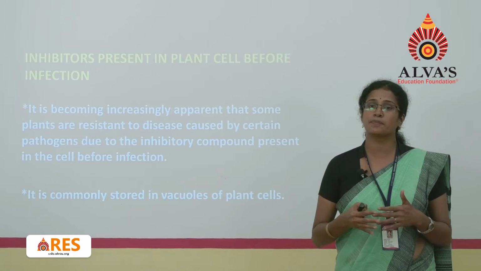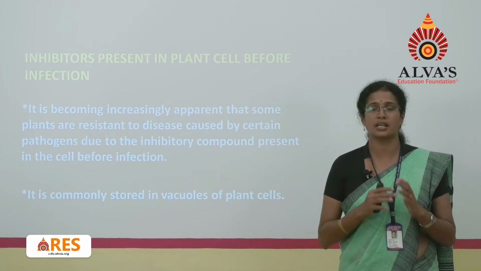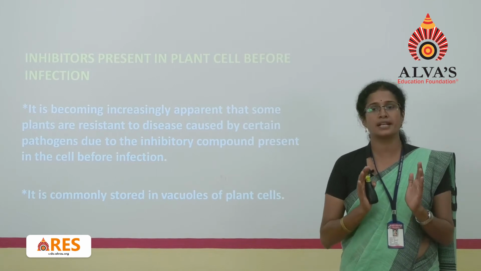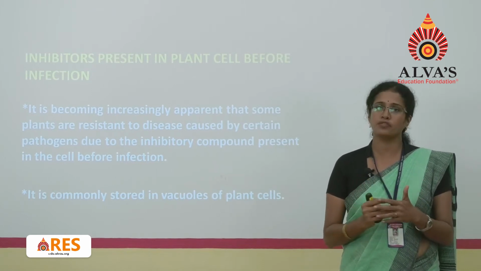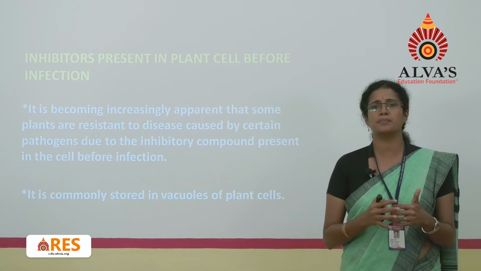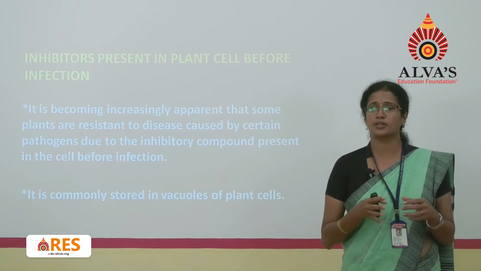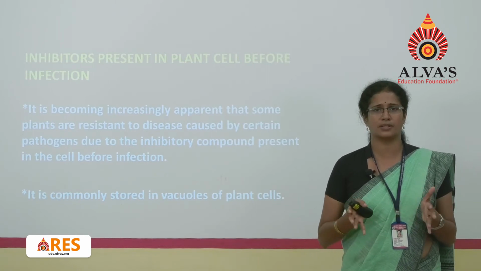So next, moving on with the inhibitors present in the plant cell before infection. Now, what are these particular things? These are the chemicals which are already present in the plant before the infection itself. It might be the phenolic compounds very commonly. So naturally these phenolic compounds may give some flavor to the plants.